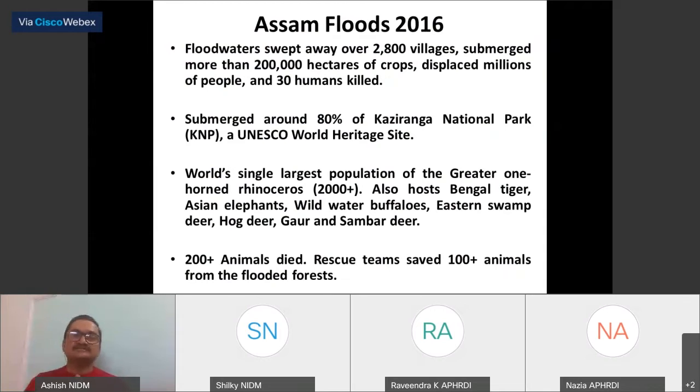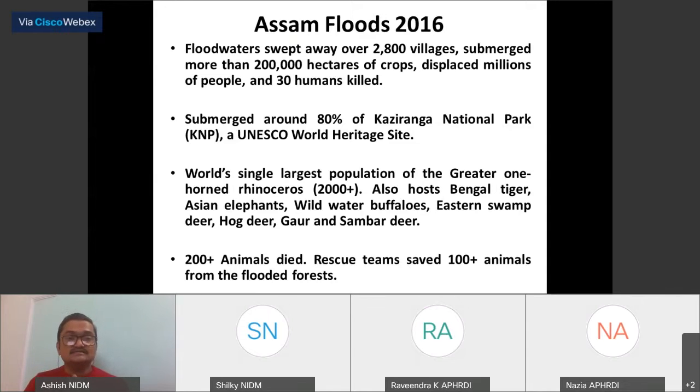Then if we talk about the Assam floods of 2016, nearly 2,800 villages were affected and 2 lakh hectares of crops were damaged, millions of people were displaced and 30 humans were killed. And one important aspect of the Assam floods is that they submerged around 80% of Kaziranga National Park, which is a UNESCO World Heritage Site.